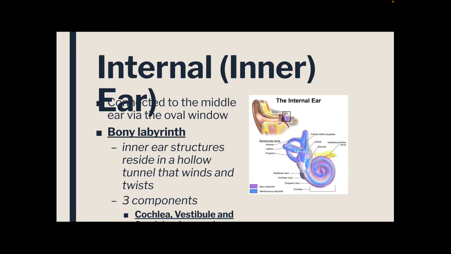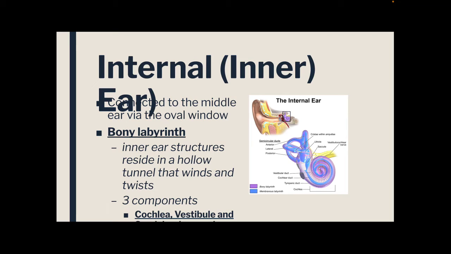Okay, moving on to your internal ear. Your internal ear is going to be connected by the oval window. And your internal ear also looks like a bunch of tunnels, and these tunnels are called a bony labyrinth. There are three parts in your internal ear. You have your cochlea, you have your vestibule, and you have your semicircular canals.